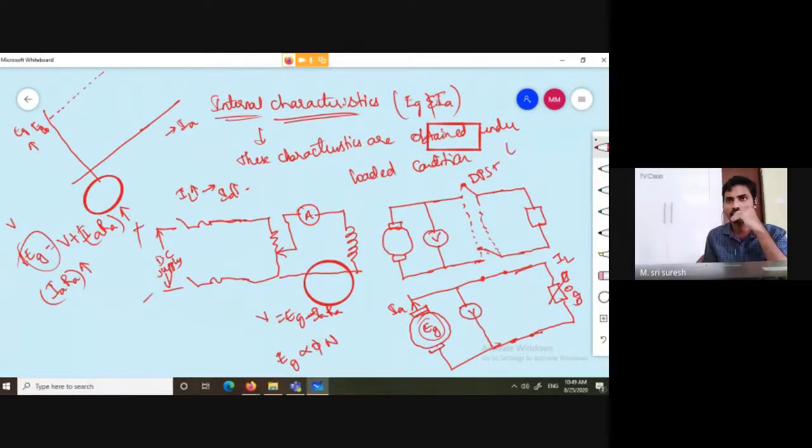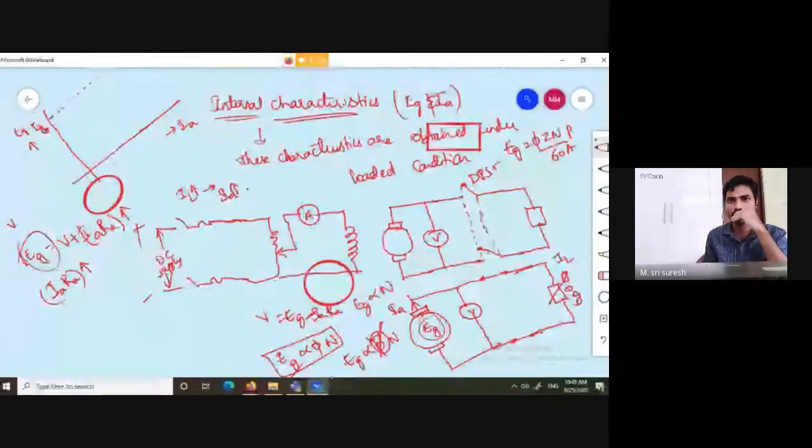According to the EMF equation of a DC generator, EG is equal to phi ZNP by 60A. So according to this equation, EG is directly proportional to phi N. That means the EG value depends on flux and speed. If you consider this flux as a constant, why? Because we have completed the open circuit characteristics. We are not varying the flux here. We are varying the load current. So take this flux as a constant here. That means EG is directly proportional to speed.